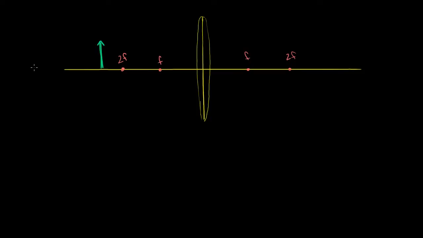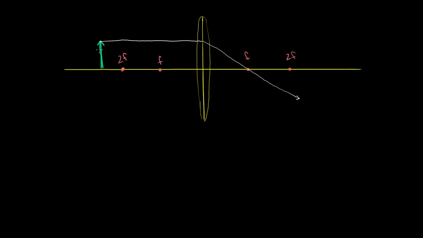So like always, it's useful to draw one ray. Remember, every point on this object is emitting rays in every direction because it's diffusely reflecting light. So what we do is we just pick rays that are convenient. So we could go from the tip of this arrow and go parallel to our principal axis, just like that. And I'm not going to show all of the internal refraction within this lens right here. But we know that if we enter the lens parallel to the principal axis, when we get refracted, we will go through the focal point on the other side of the lens.